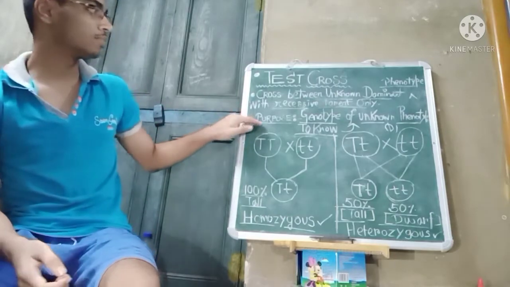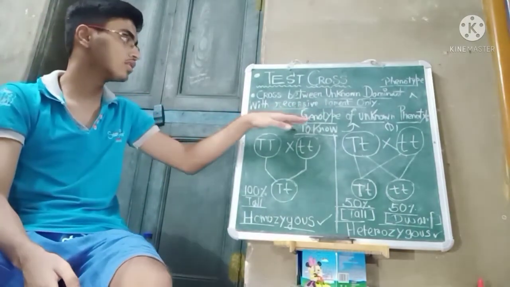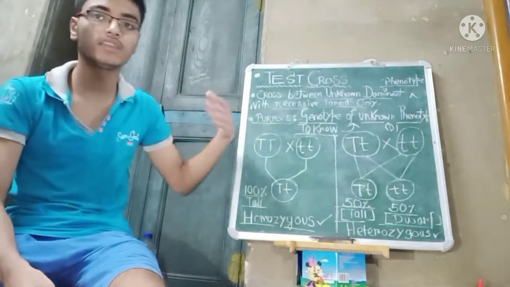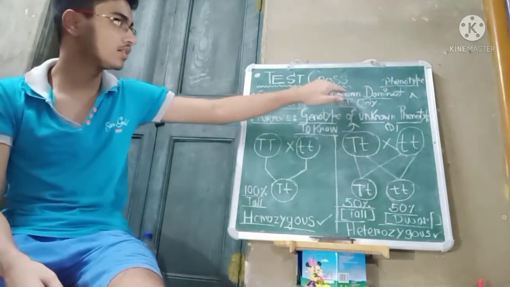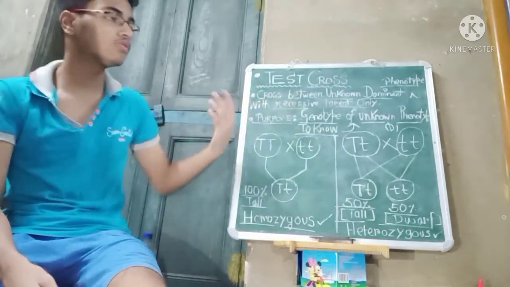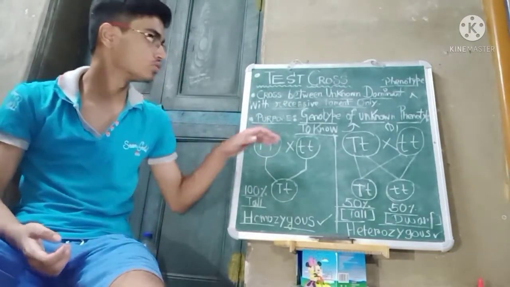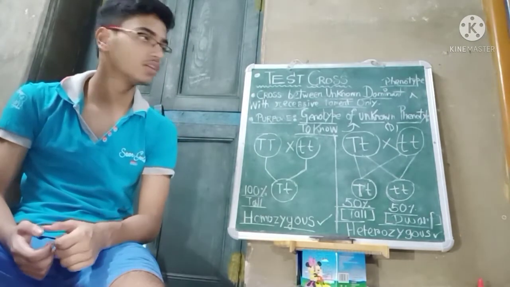The next point is the purpose. The purpose of this cross is to find out the genotype of an unknown phenotype. We have to find out the genotype of the unknown dominant phenotype, as I wrote in the first point. So the cross is done to find the genotype of the unknown dominant phenotype.